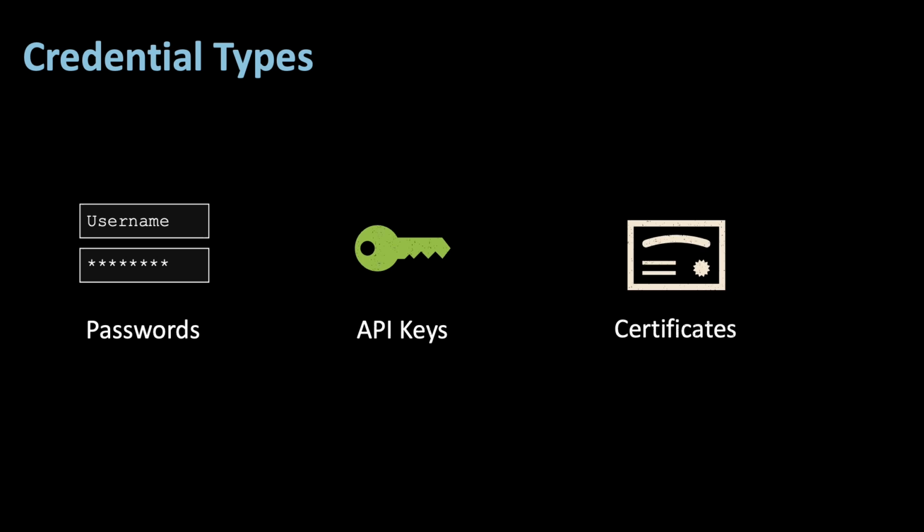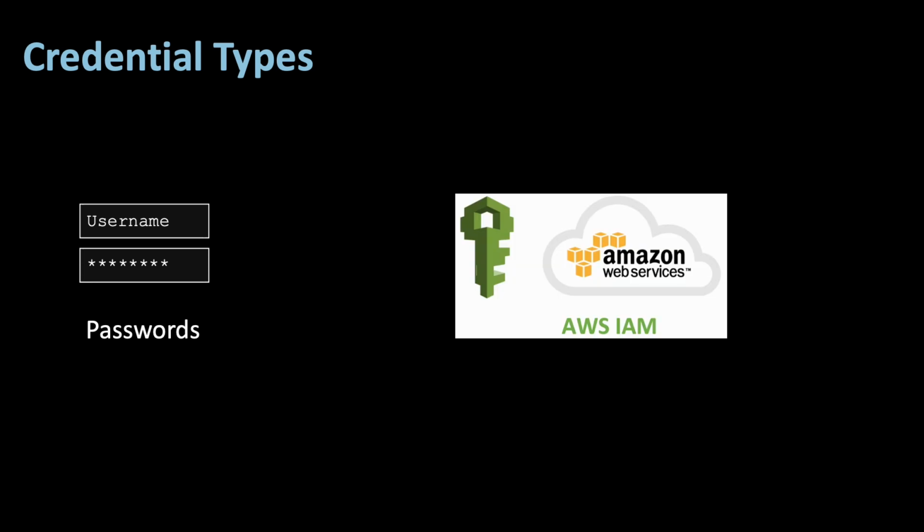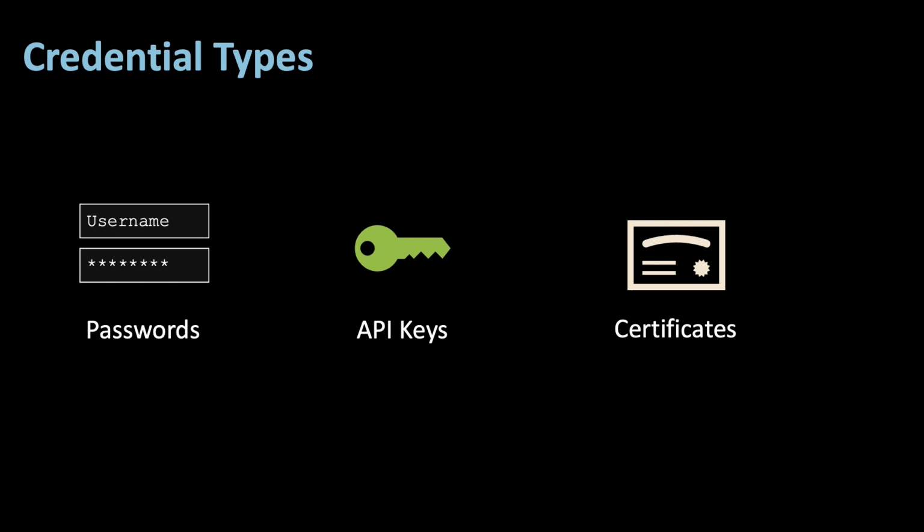First, passwords. Passwords, despite their enduring presence, continue to be a primary authentication method. However, their efficacy hinges on adhering to best practices such as complexity, rotation, and secure storage. Cloud platforms such as Amazon Web Services, AWS, offer the means to enforce stringent password policies. For instance, AWS Identity and Access Management empowers administrators to configure policies that mandate users to create robust passwords and periodically update them. This approach bolsters the foundational layer of credential security within the cloud.